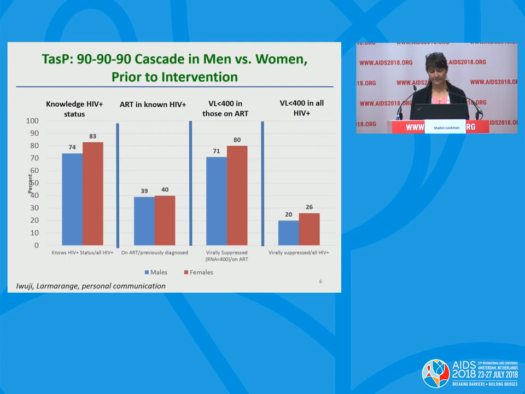As you can see, men have lower coverage at each step of the cascade, with the largest gap between men and women existing for the first 90, that is, the proportion of HIV-positive persons who already knew their positive status. Ultimately, 20% of men and 26% of women living with HIV had undetectable viral load at the beginning of the study.